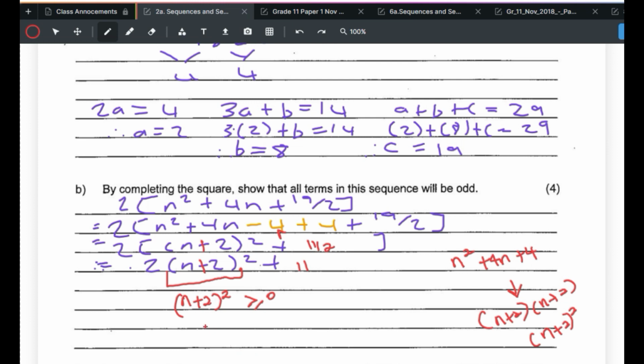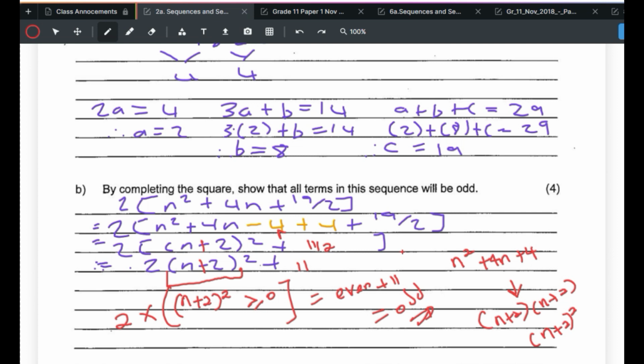Now, when you multiply that answer by 2, it would always give you an even number. I'm guessing that's where you're going from, yeah? Yes. Then how do you end it? An even plus an odd is always odd. Exactly. Plus 11 will now definitely give you an odd number. And that's it.